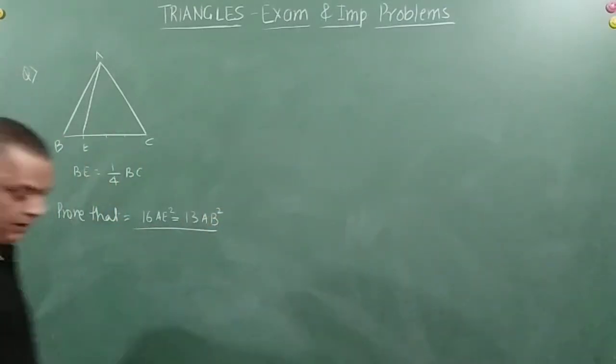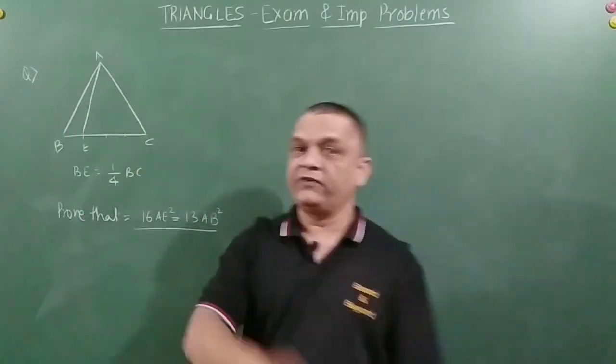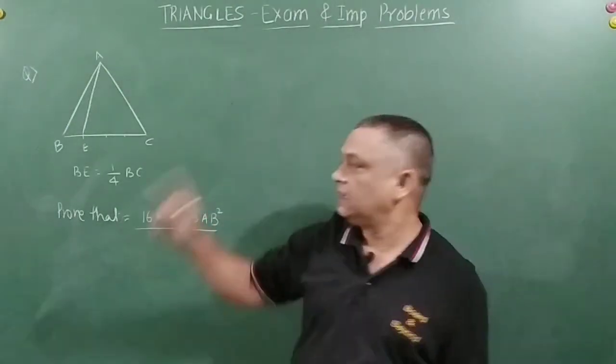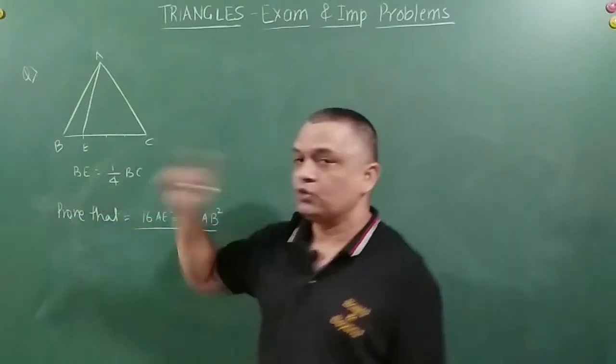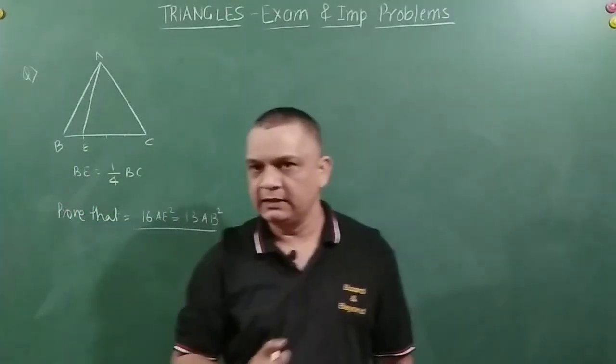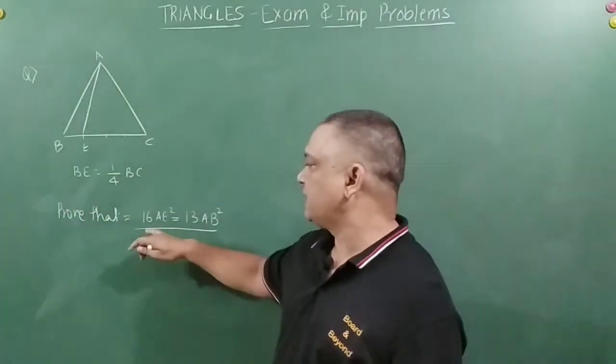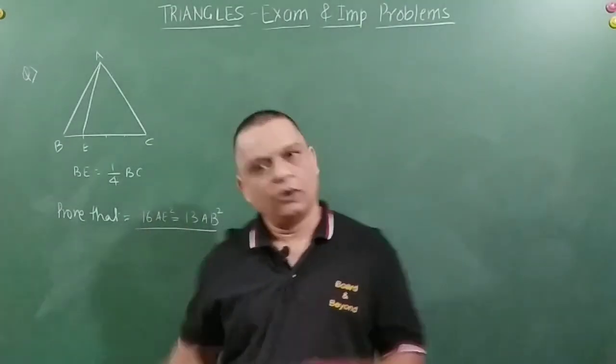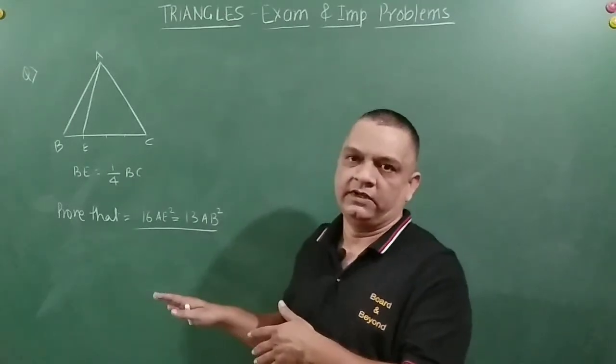Right, friends? So if you remember, in my previous session we did a similar problem like this, where BE was equal to 1 by 3 BC, and what I had to prove is that 9 AE square is equal to 7 AB square. On similar lines, this can be proved, right, friends?